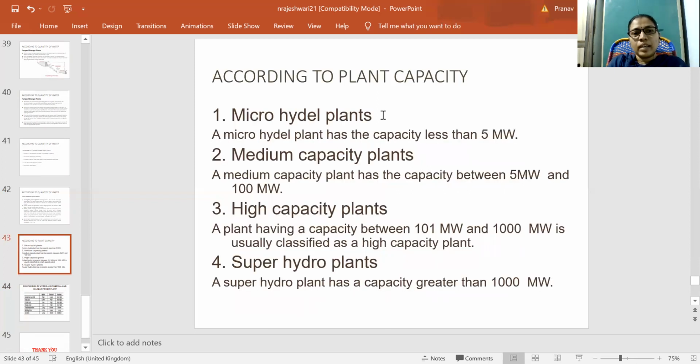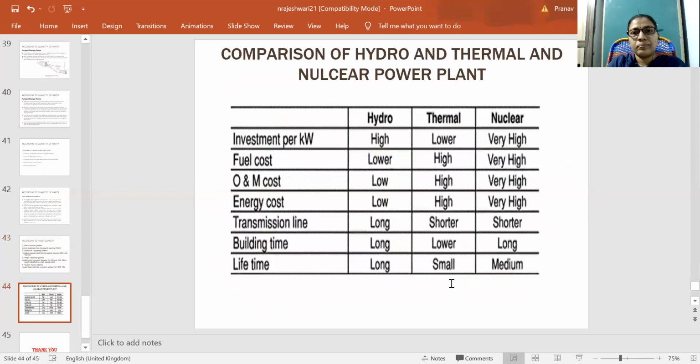Microhydel plants have a capacity of less than 5 megawatts, and medium capacity plants are between 5 megawatts and 100 megawatts. High capacity plants, 101 megawatts to 1000 megawatts, are usually classified as high capacity plants, and super hydro plants have a capacity greater than 1000 megawatts.